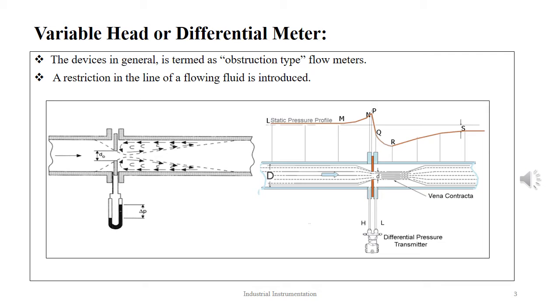Given below is a picture of a typical variable head flow meter. Here we see how a restriction is inserted in the path of flow, and due to that we see pressure gradients on either side of the obstruction. This pressure gradient is calibrated in terms of flow and flow is measured.